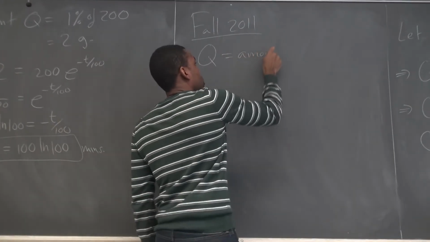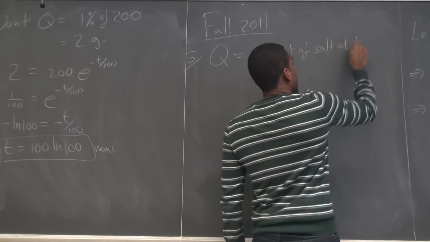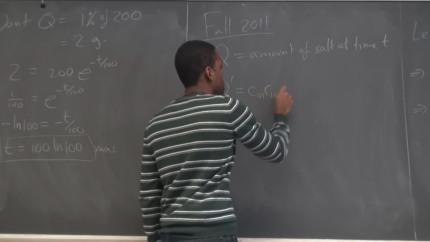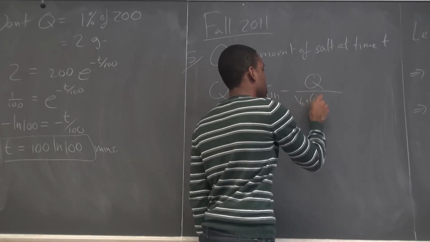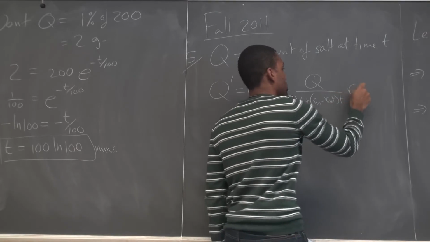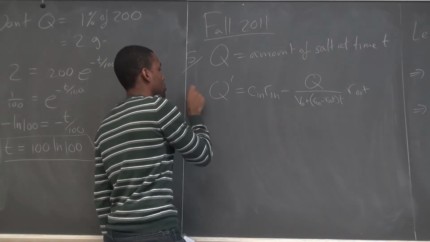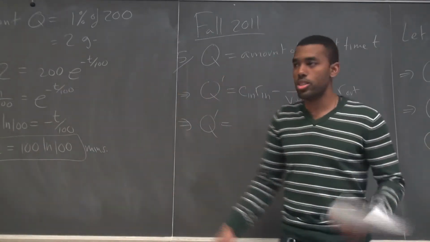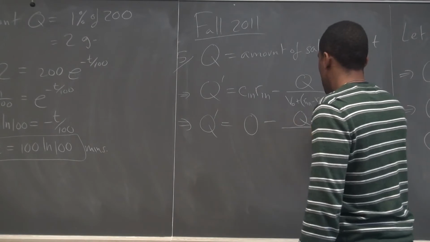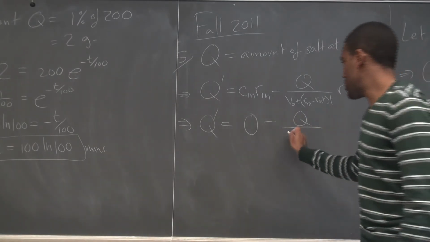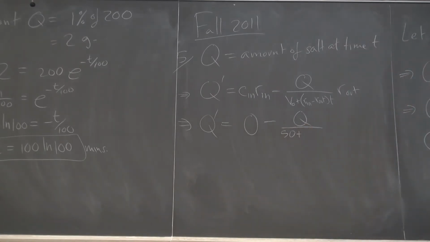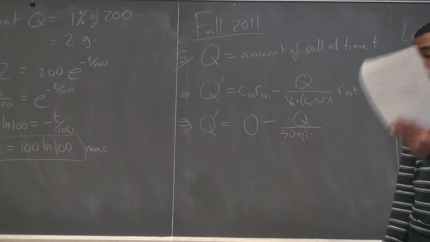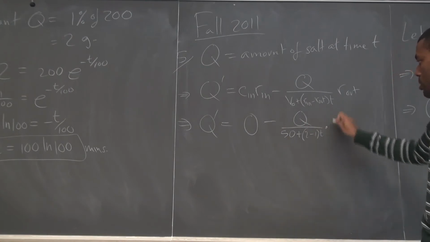Q equals the amount of salt. It's a mixer problem, so it's definitely going to be C in R in minus Q over V0 plus R in minus R out T times R out. What's the concentration coming in? 0. Fresh water is coming in, there is no salt. What's the initial volume? 50 gallons in the beginning. Rate in is what? It's flowing in at 2 gallons per minute. Rate out? 1 gallon per minute, times T. What's the rate out? Well, 1 gallon per minute.